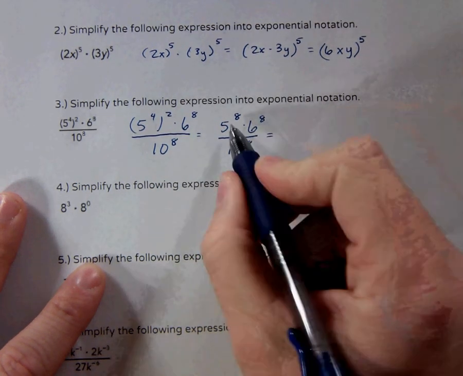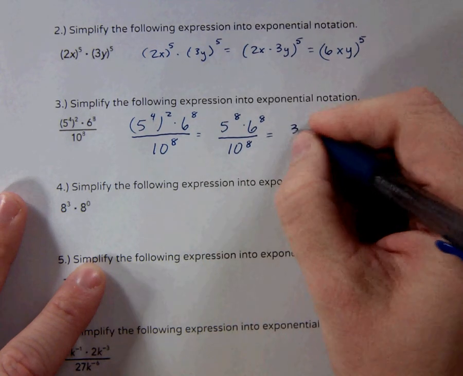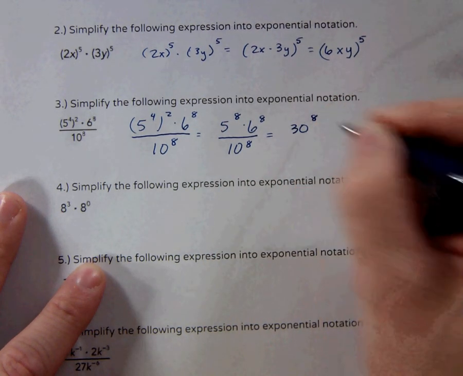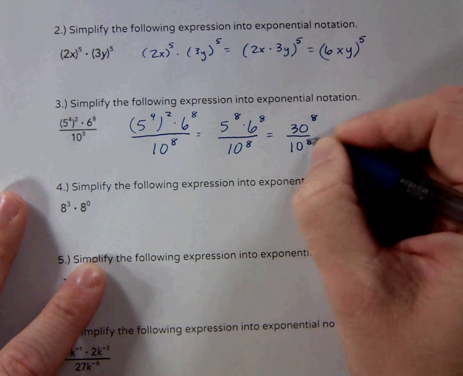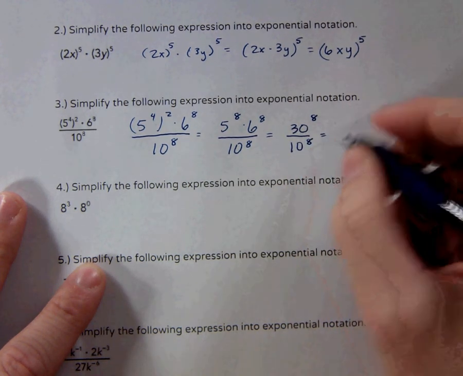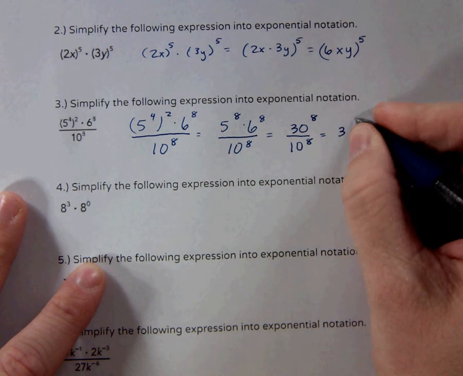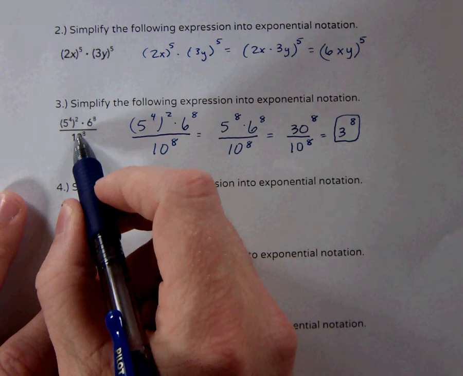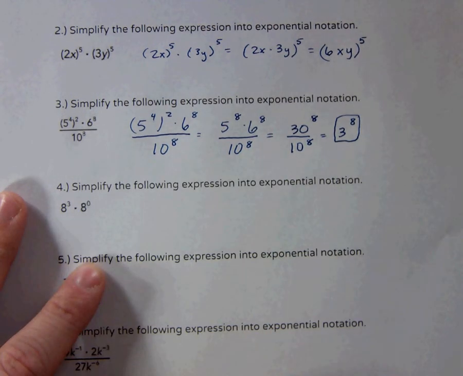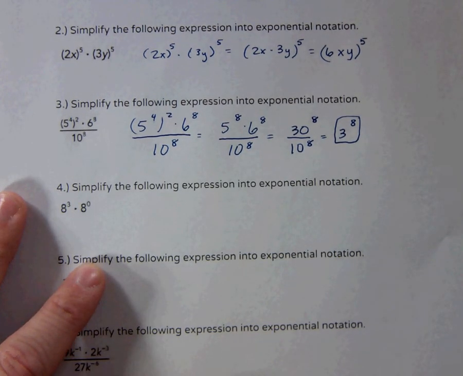So this becomes 5 times 6, which is 30, to the eighth power, divided by 10 to the eighth power. And even then, I can simplify 30 divided by 10 as 3. All of this is equal to 3 to the eighth power, and you can see how that is significantly reduced.